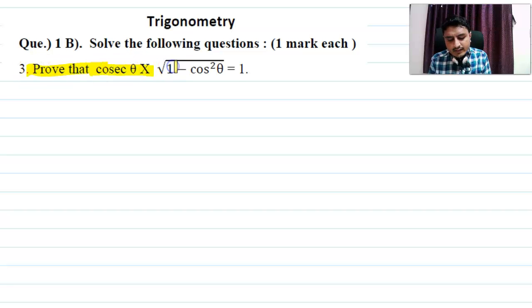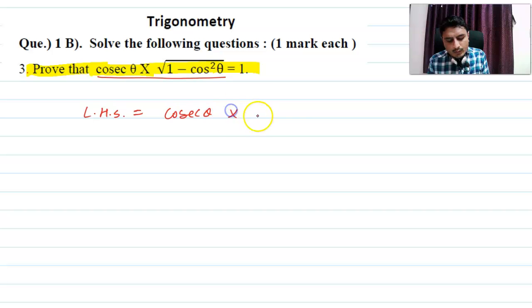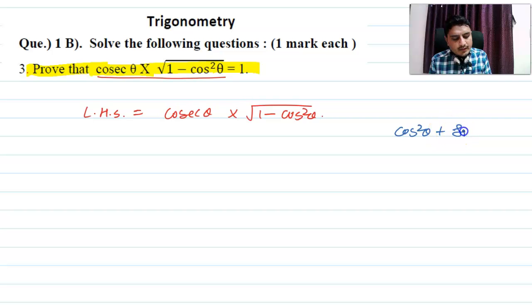Prove that cosec theta into square root of 1 minus cos square of theta is equal to 1. So for such a kind of question, whenever we are proving the given trigonometric equation, try to consider the LHS first. We have LHS of the form cosec of theta into square root of 1 minus cos square of theta. Now we have the trigonometric identity, that is cos square of theta plus sin square of theta is equal to 1.